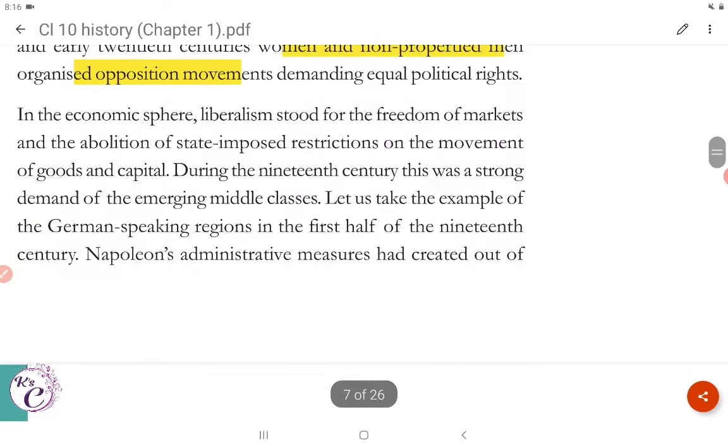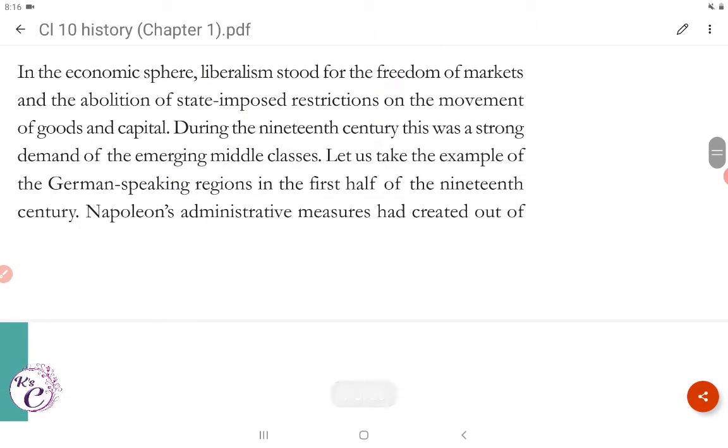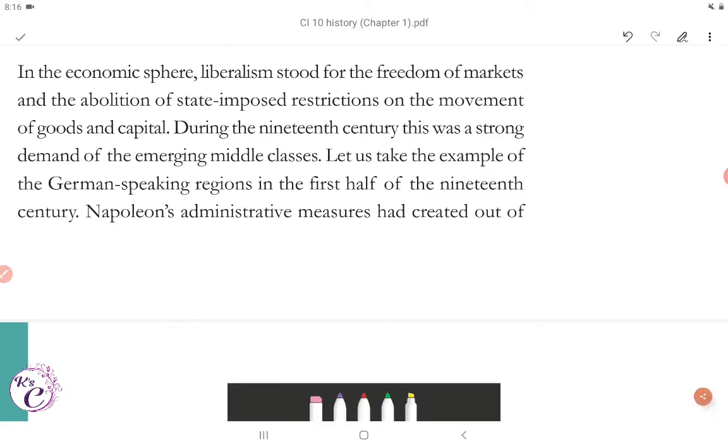In the economic sphere, liberalism stood for the freedom of markets and the abolition of state-imposed restrictions on the movement of goods and capital. During the 19th century, this was a strong demand of the emerging middle classes.